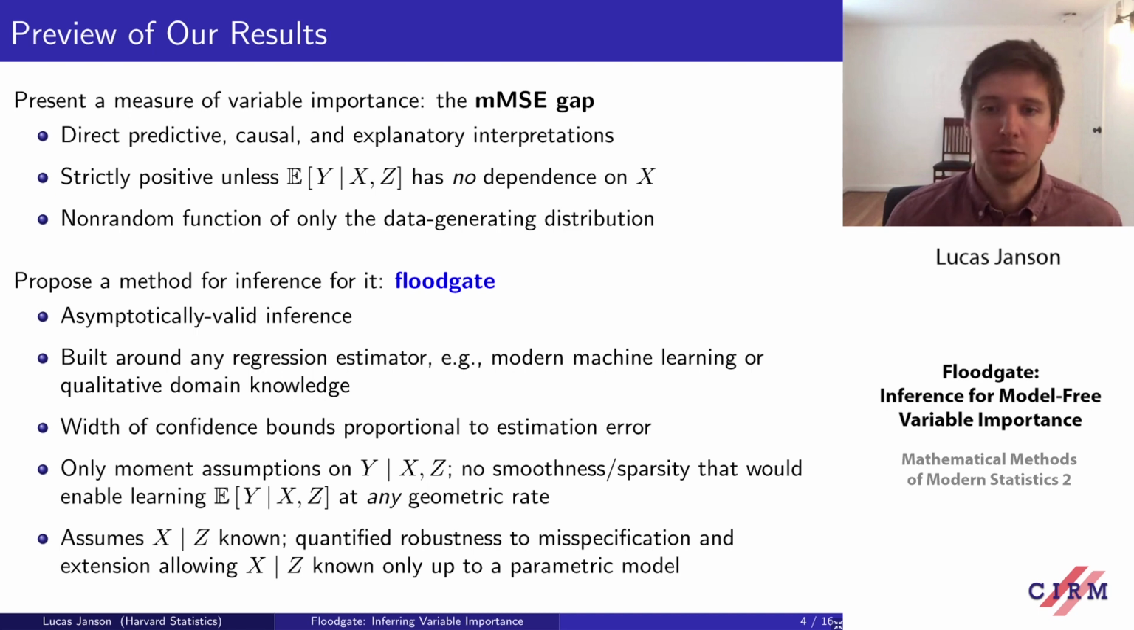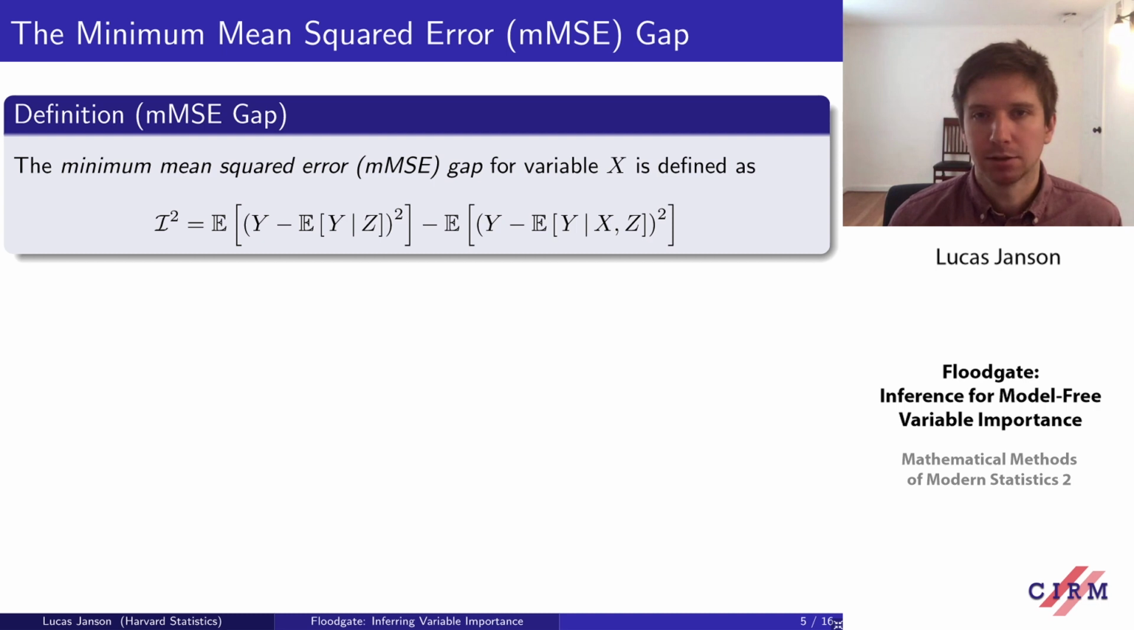Furthermore, we're going to quantify the robustness to misspecification in this model, and we're also going to extend our method to a version that can actually allow x given z to only be known up to a parametric model. We're going to see how to do that. So that's a preview of our results. So let's dive right in.